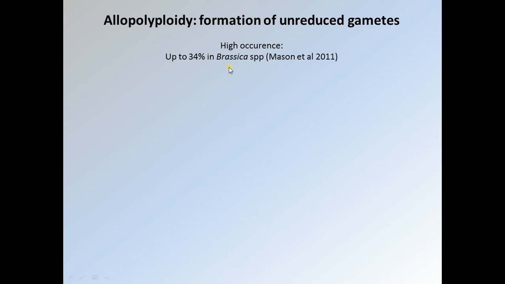For example, in these papers, they show that in Brassica, up to 34% of gametes are unreduced. So 34% of the hybrid's gametes are unreduced. And of course, now if you think both female and male need that to produce a polyploid or tetraploid, then it gives you a probability of 12%, which is pretty high compared to what we discussed about autopolyploidy. And that actually led to the proposal that allopolyploidy is the main road to polyploidy in general, that you have much more frequently allopolyploids than autopolyploids.